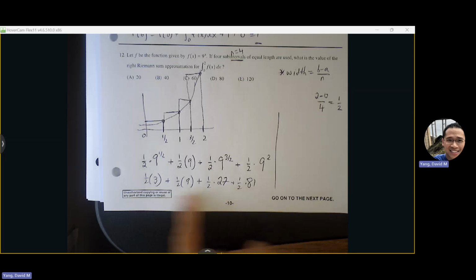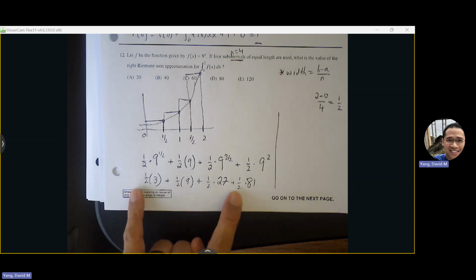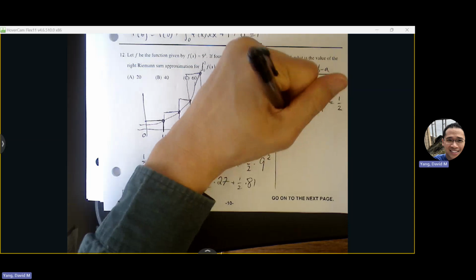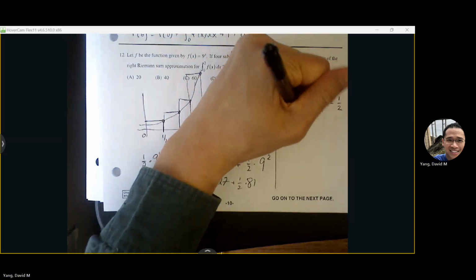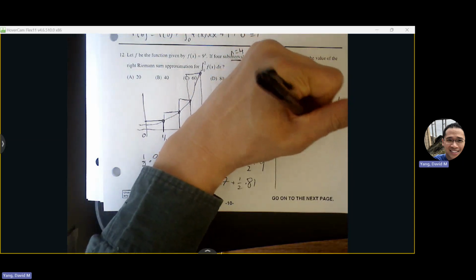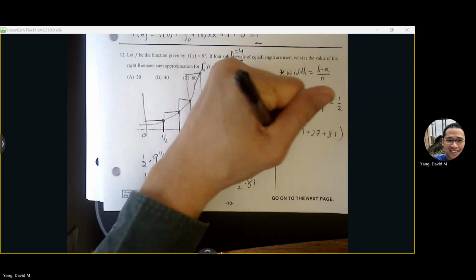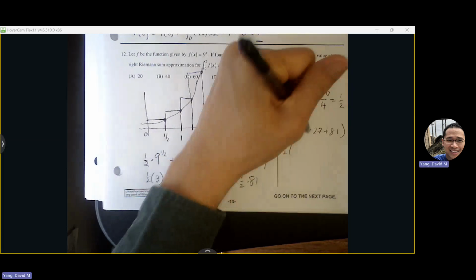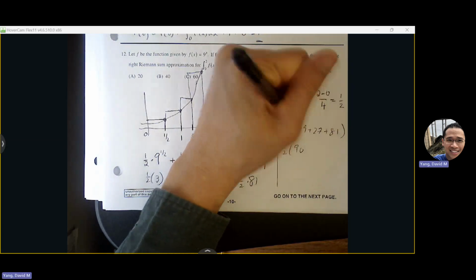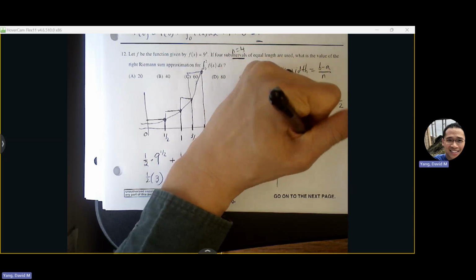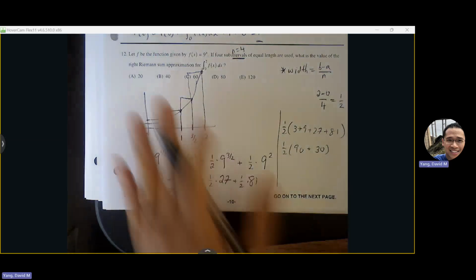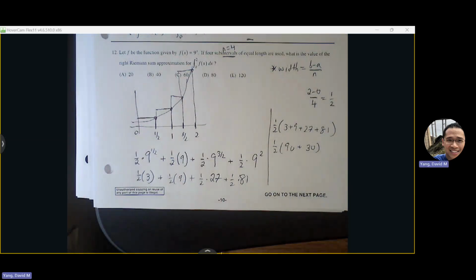So we can add all this together. We can also do this. You can factor out the 1/2 and then just add up these numbers. It makes it a little bit easier. So if I factor the 1/2 out, I just get 3 plus 9 plus 27 plus 81. So if I combine easier numbers here, 9 plus 81 is 90. 3 plus 27 is 30. So I get 120 over 2, which is 60.